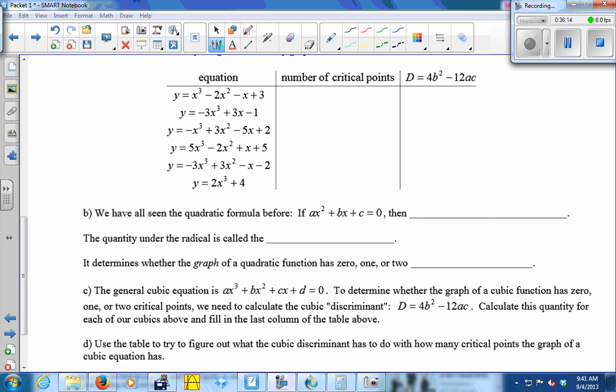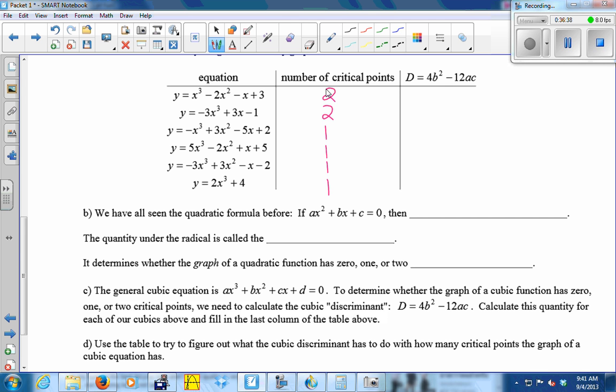I'm going to talk about it in just a second. So how many critical points does the first equation have? 2. 2 flat places. How about the second equation? 2. Third? 1. Fourth? Fifth? And the last one? 1.